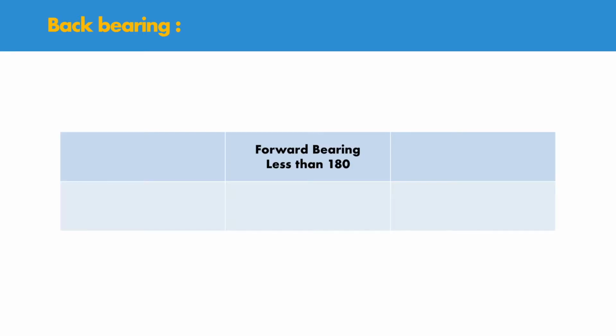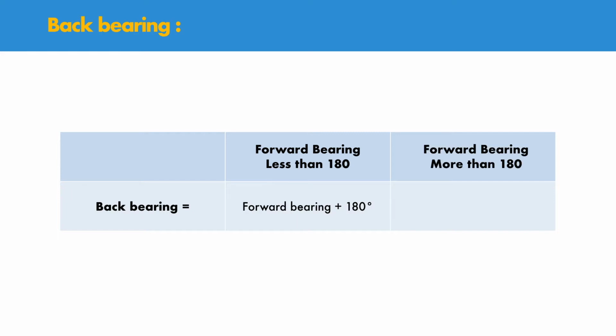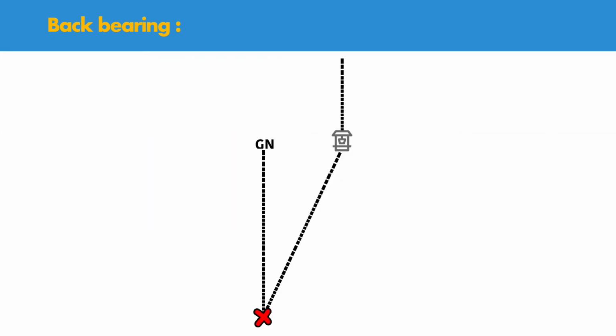If your forward bearing measures less than 180 degrees, to get the back bearing, you have to add 180 degrees. And when the forward bearing measures more than 180 degrees, to measure the back bearing, you have to subtract 180 degrees. If you wonder why 180 degrees, why can't we add or subtract 19 degrees or 200 degrees? I have a good explanation for you.